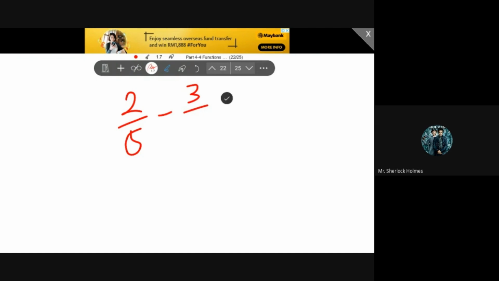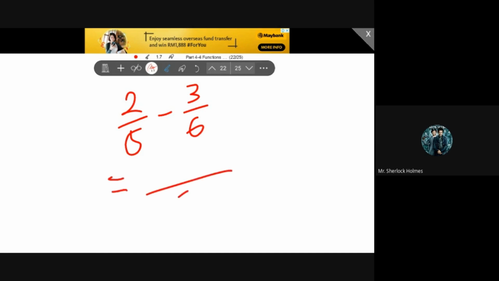How will you solve this? What will you do? 2 over 5 minus 3 over 6. Very simple equation I put you. It's the same concept we are applying there. What will you do to solve this? The same method you apply there. Adam, right? Yeah, Adam. What will you do? Ya, samakan bawah, right? Betul.